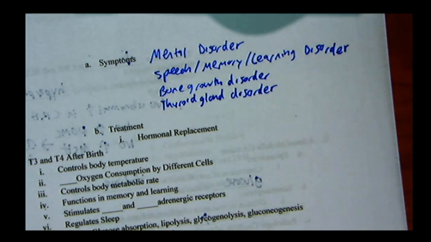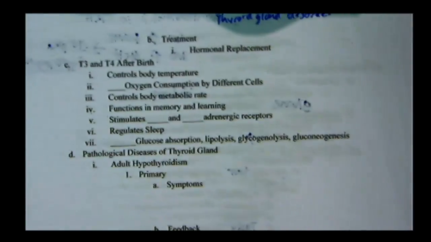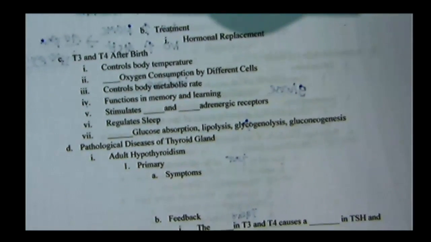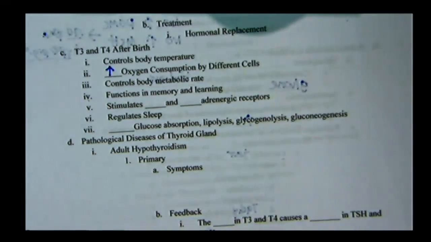Okay, so now we're at T3 and T4 after birth. So after birth, it controls body temperature. Does it increase or decrease oxygen consumption? Increases. It controls the body's metabolic rate. It functions in memory and learning. It stimulates what adrenergic receptors? Alpha 1 and beta 1.